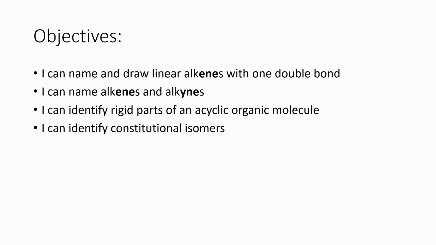All right, so we are taking what we learned from the previous chapters on organic chemistry, and we're just adding to it. Today we're going to talk about how to name a molecule if it has a double bond or a triple bond. And then this is the trickiest part of this chapter, identifying the rigid parts of a molecule, and we'll practice that in Alex at the end. And then we're also going to talk about how to identify an isomer, a constitutional isomer.